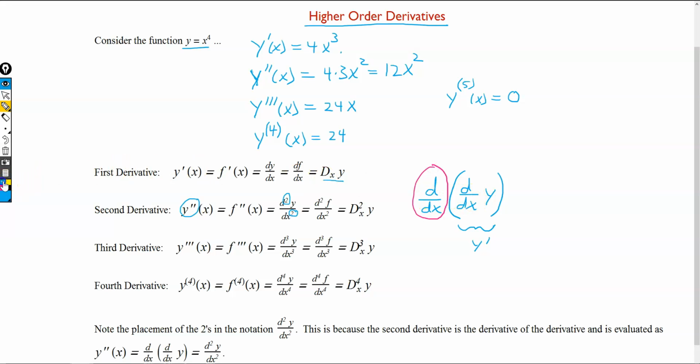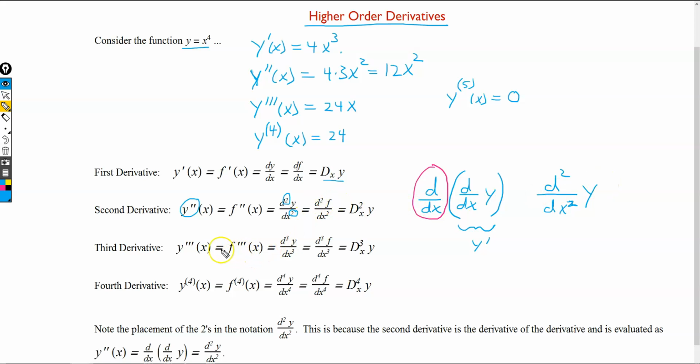Now notice how these d's are side by side. So in the top we were thinking of 2 d's, so that's like a d squared. And in the denominator we have the dx's side by side, so we think of dx squared. And then the function y is just sitting to the right of those. So that's why we put the 2's in these locations to indicate the second derivative. You do not put them beside the y, or in the exponent of the y.